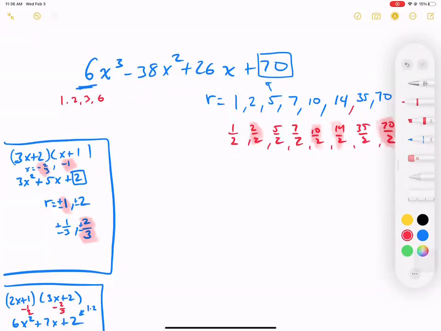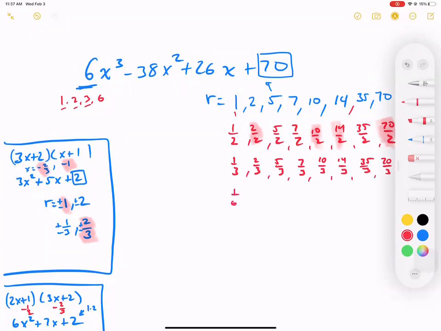I get it. It seems like a lot, but again, we're just writing out all the possibilities. Here we go. Next one is 1 over 3, 2 over 3, 5 over 3, 7 over 3, 10 over 3, 14 over 3, 35 over 3, 70 over 3. See, so we use the 1, we use the 2, we use the 3, like 1 over 1. We don't have to write that. Okay, moving on. Keep going. Kind of terrible, right? All right, one more round.